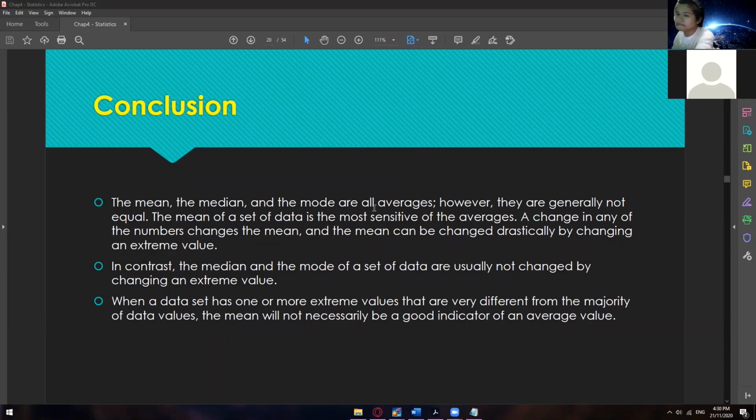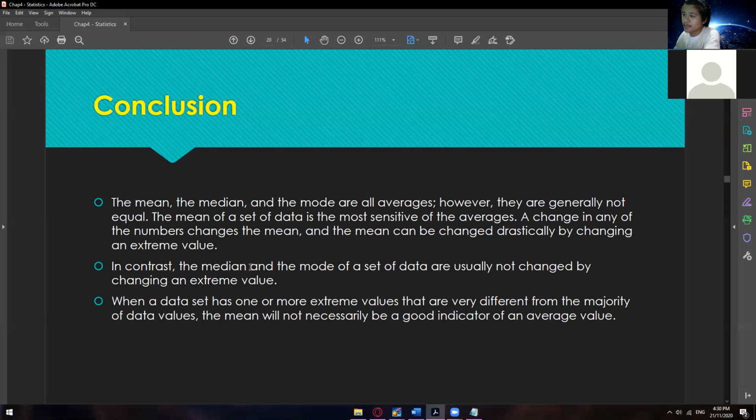All right. So according to our conclusion, the mean, median, and mode are all averages. However, they are not the same when it comes to the result. It says here also that the mean is the most sensitive. Well, that is true because we are considering all of the data. And also, the median won't change at all because we are only trying to consider the middle one. So whether you change the smallest or the largest data, it doesn't really matter as long as you don't disarrange the arrangement of your data.